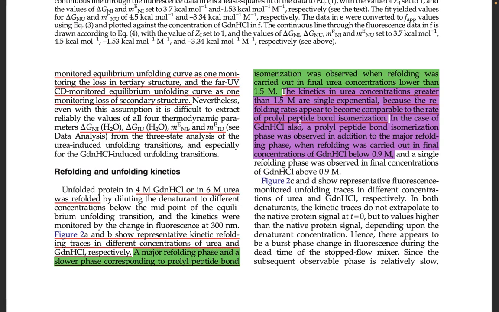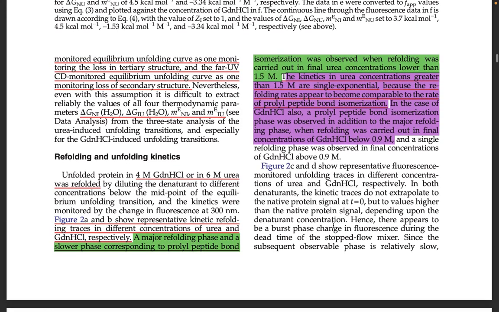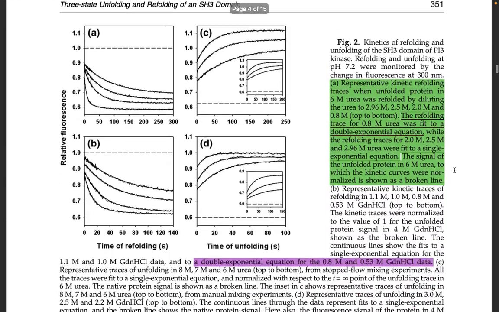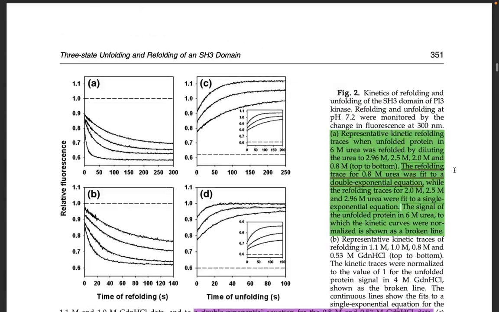If one looks at it, then they will get to understand. So in the case of guanidinium hydrochloride also, a prolyl peptide bond isomerization phase was observed in addition to the major refolding phase when refolding was carried out in a final concentration of guanidinium hydrochloride below 0.9 molar, and a single refolding phase was observed in a final concentration above 0.9 molar. Yes, that's true.